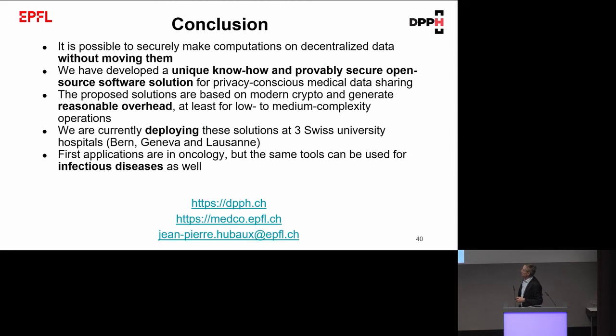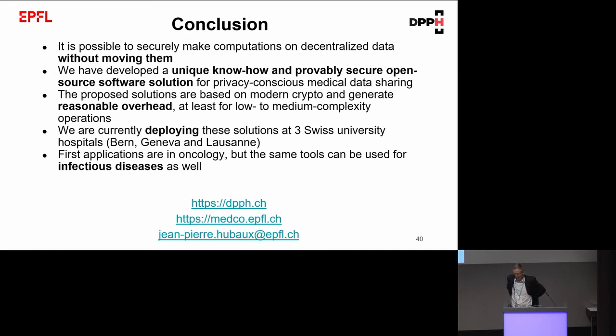So let me conclude. So it is possible to securely make computations on decentralized data without moving them. That's a very important fact that is very well known in computer science, that I think is a response to many of the concerns of this community. Right? And so what we have done is that we have developed a unique know-how and provably secure open source software solution to provide what? To provide privacy-conscious medical data sharing.